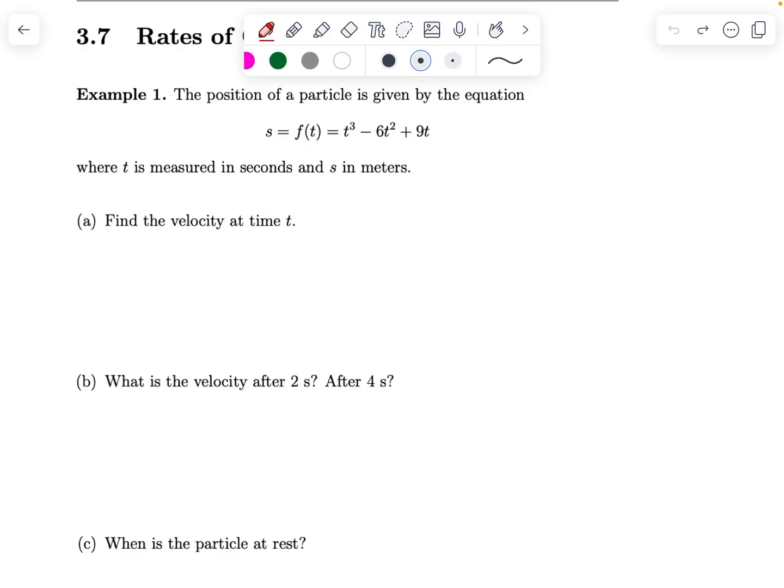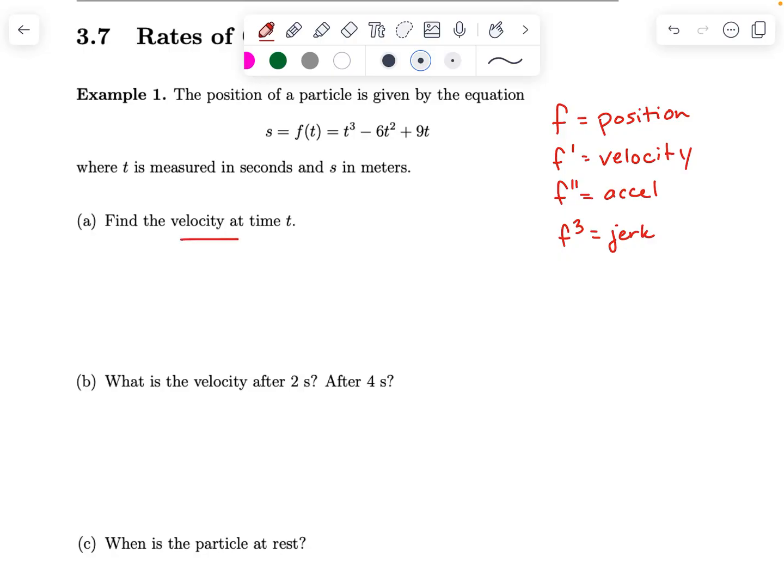And if we remember, we talked earlier in the year about how if f is position, then f prime is velocity, f double prime is acceleration, f triple prime, or the third derivative, is jerk. So you got position, velocity, acceleration, jerk.